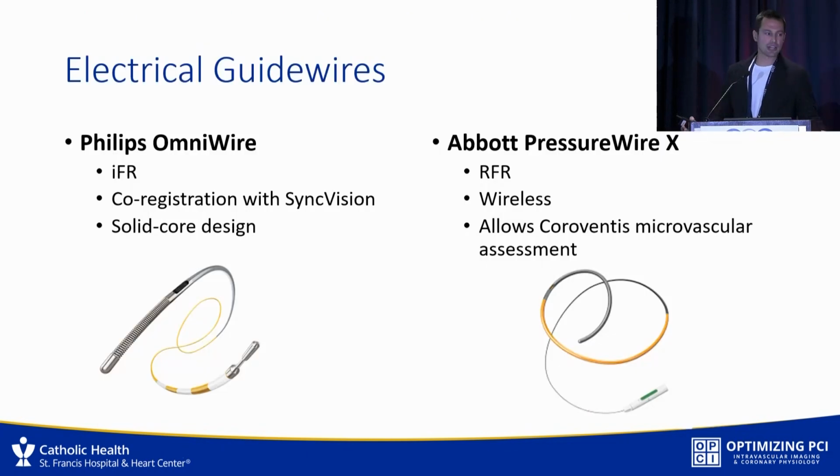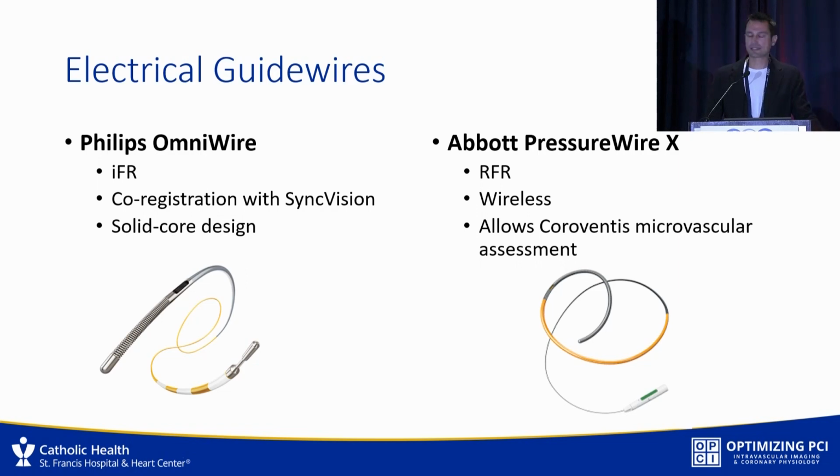So, electrical guide wires: on the left is the Philips Omni wire. iFR is a non-hyperemic pressure ratio. The main advantage with Omni wires is you can get co-registration with SyncVision, which I'll show some examples of. The software, I think, is the best in class. That's why this is my workhorse physiology tool.